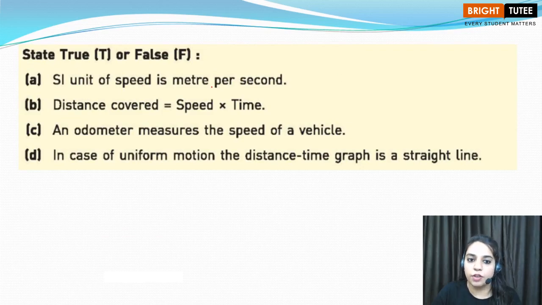Let's move to the next question, which is true and false. The SI unit of speed is meter per second. No children, the SI unit of speed is kilometers per hour, right? So it will be false.